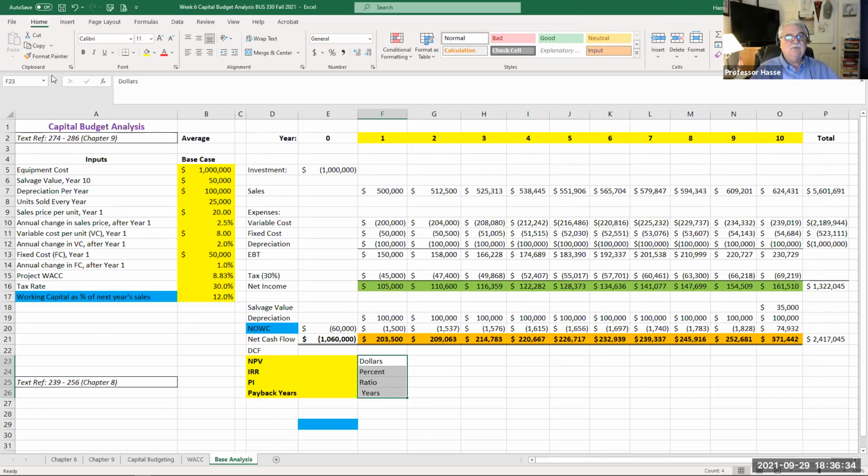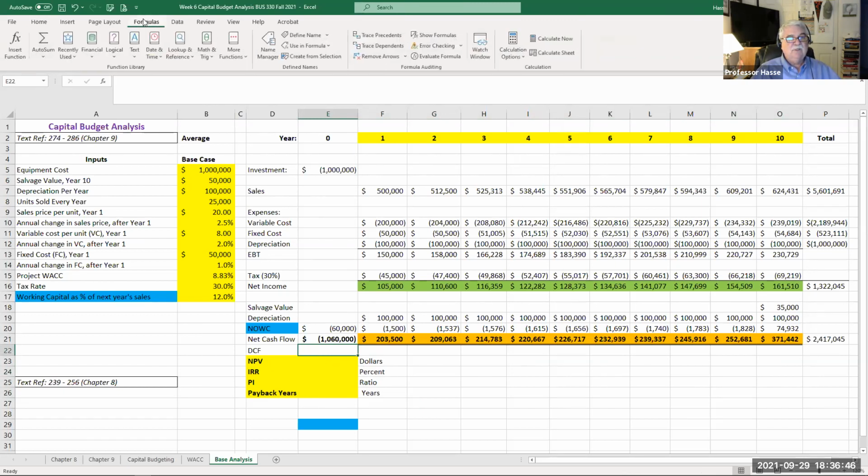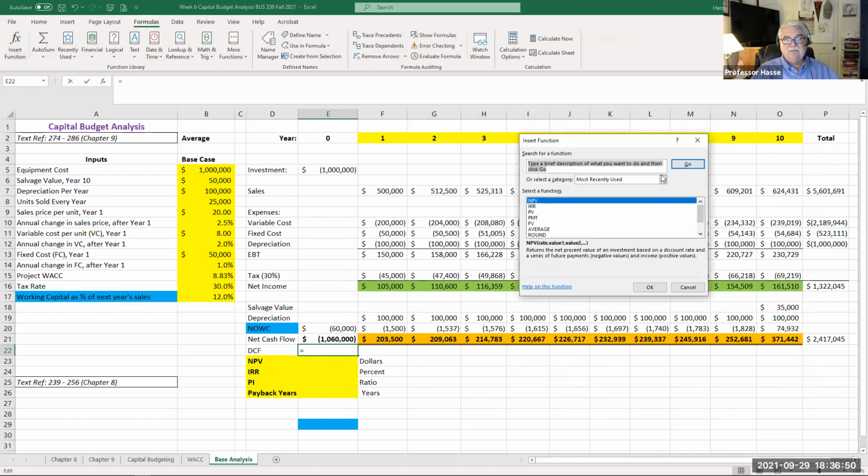So what's the first thing on our agenda to do? What's this flow of money? What is its value today? And that's called the discounted cash flow calculation. Formula, function, financial, net present value, NPV.